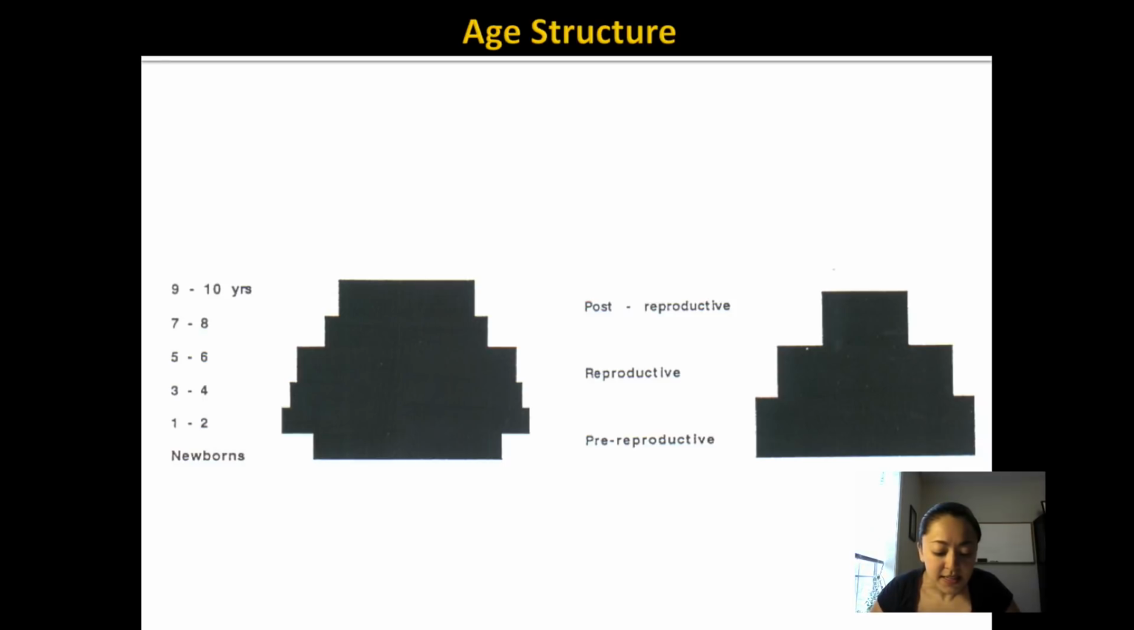Objective 5 says describe the elements of a life table, including survivorship, fecundity, and age-specific fecundity. And then Objective 6 says calculate the net reproductive rate for a population from these life tables. So before we look at life tables, let's first talk about age structures of a population. And then after we talk about age structures, we'll talk about how we can use life tables to predict what the age structure of a population would look like.